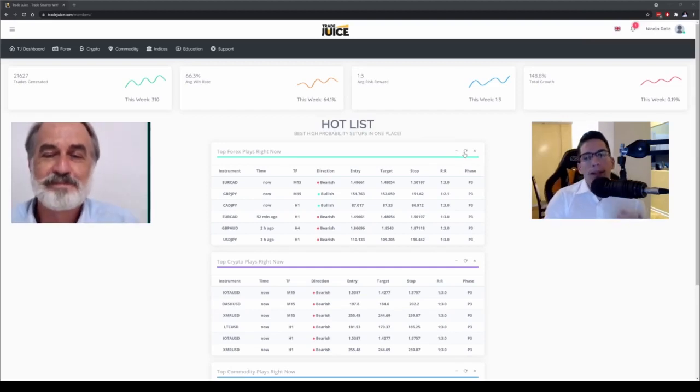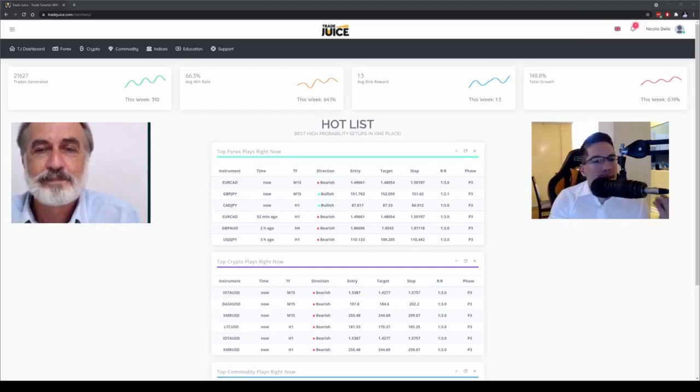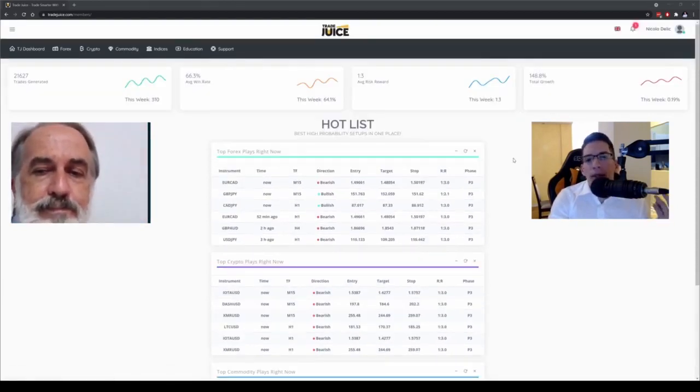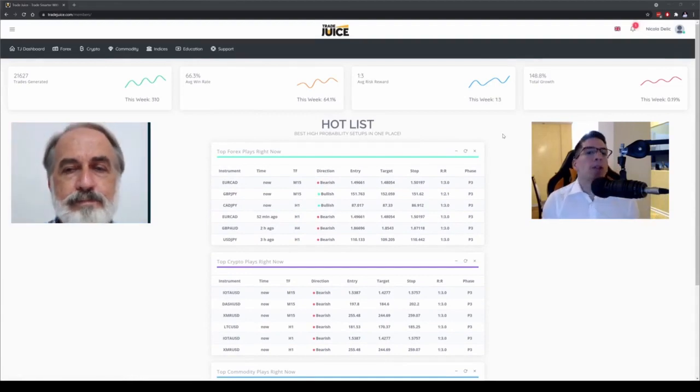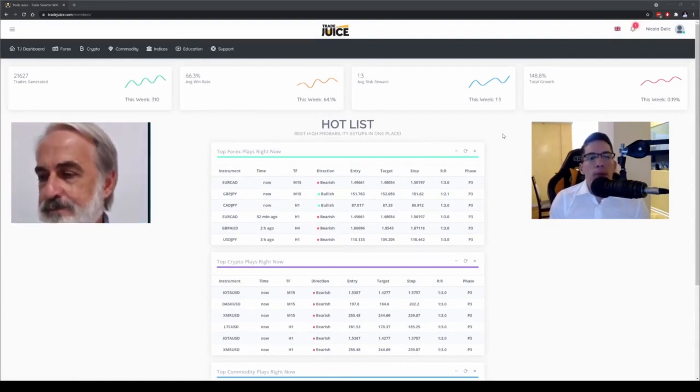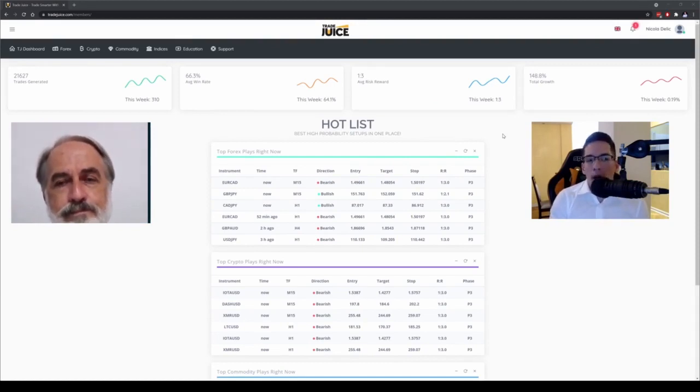Okay, so this is what Tradeuse really is. It's a simple, let's call it a page, but it's more than a page where you can find everything that you actually need to become a successful trader. It's a dashboard designed to give you only the important information all day long. And let's start from the top.